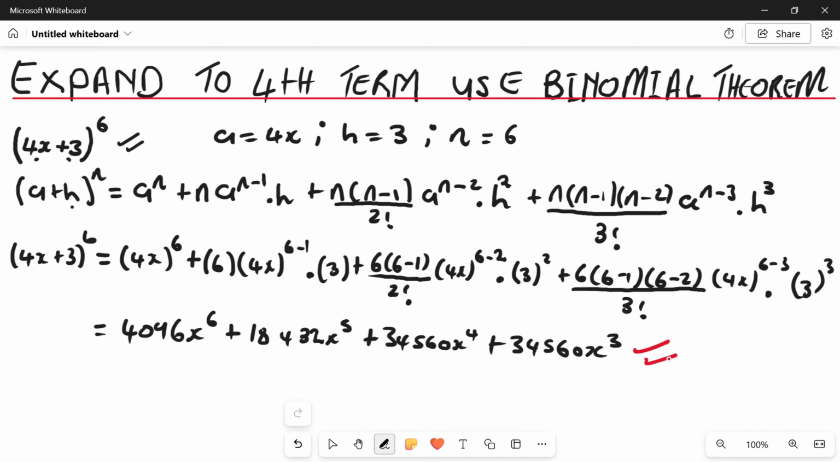And I hope you manage to see the trick here, that a is actually the whole thing, 4x, and then h is 3, and n is 6. Because if you can notice that, you can realize that this 4 is affected by the exponent there. People tend to exclude this 4 and only allow the exponent to affect x only. But in this case, the 4 also gets affected by the exponent. I hope you guys managed to understand.